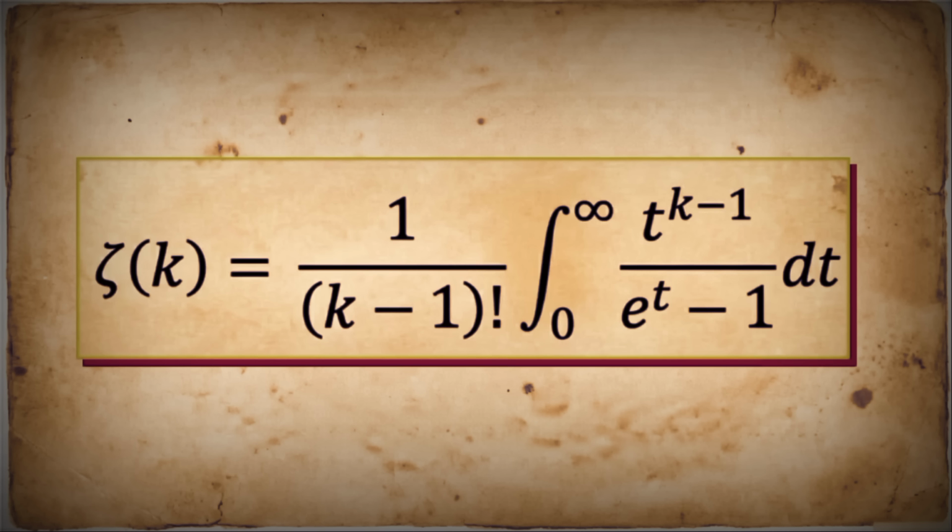zeta of k equals 1 over (k minus 1) factorial times the integral from 0 to infinity of t to the k minus 1 over e to the t minus 1. This is the same formula Riemann derived. We have reached it by a completely different route, not through an integral transform of the Dirichlet series, but by matching Taylor coefficients of a function defined entirely by its zeros.